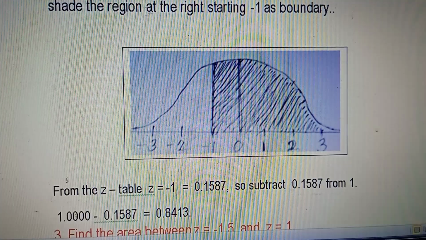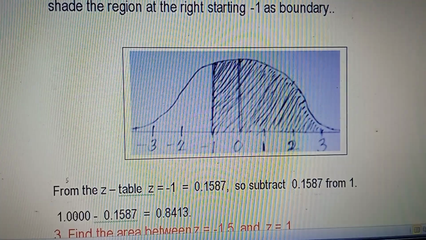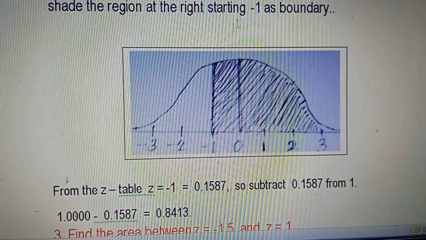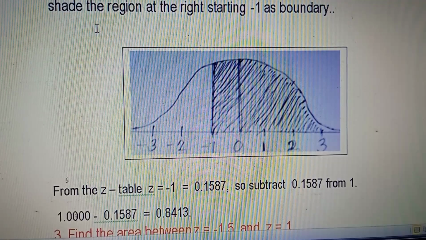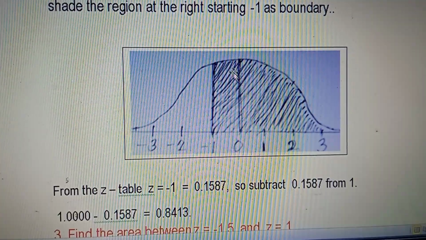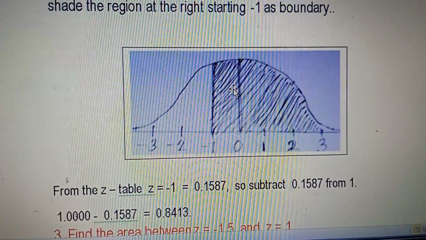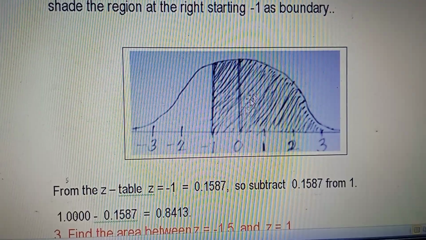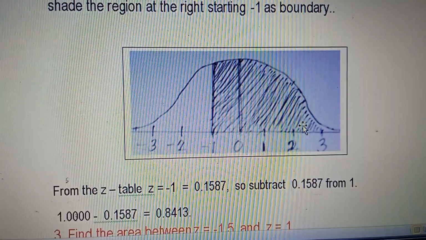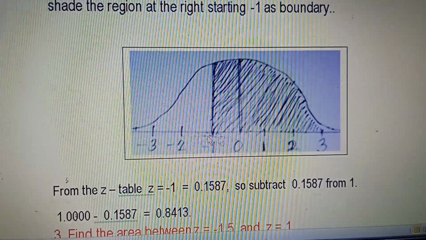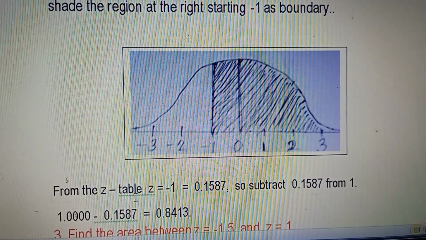So again, draw a normal curve. Locate z equals negative 1. It's here. Draw a vertical line at z equals negative 1, and shade the region at the right, starting at negative 1 as the boundary. Since it's above z equals negative 1, you shade this region, because this is the area referred to in the problem.